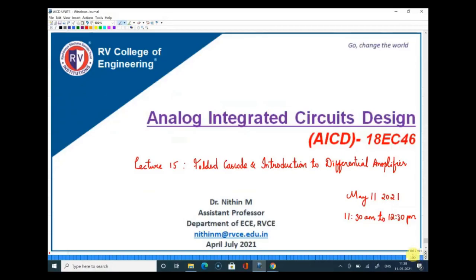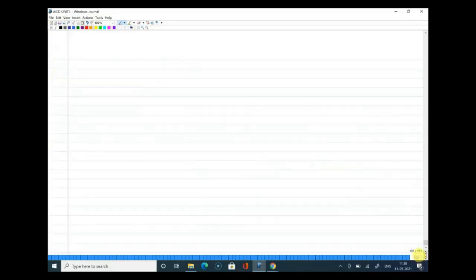Today, we will definitely come back and discuss folded cascode when we start discussion on operational amplifiers in unit 2. But today we'll just see one more example, or one more circuit, where we can try to find the output impedance of such a structure. All right.